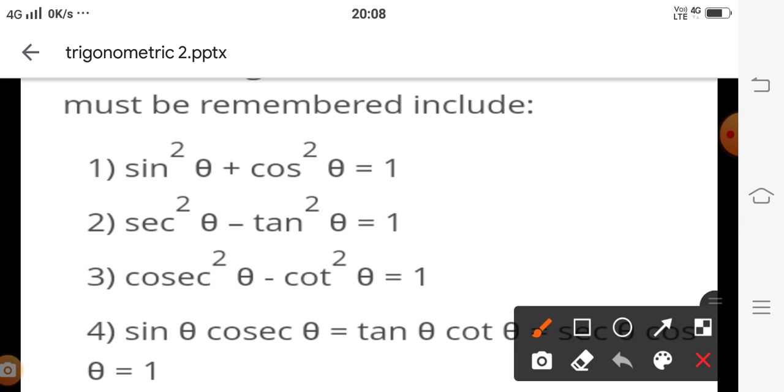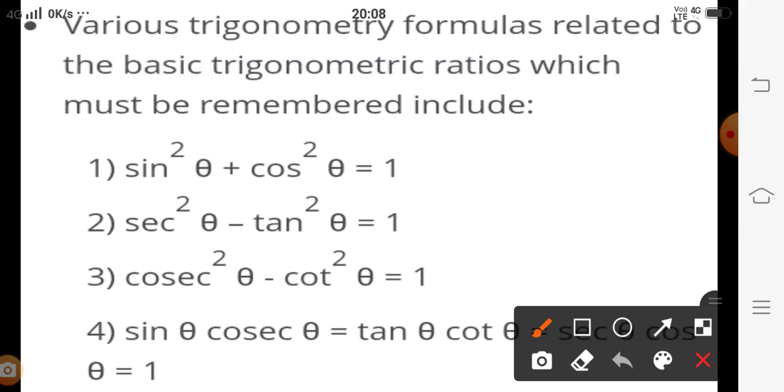And these basic identities also we know. The first one we are getting as sine square theta plus cos square theta equal to 1. This is the relation in between sine and cos. All these we have to use in this chapter. For this reason we are recalling all these basic identities. The relation between sec and tan, we have sec square theta minus tan square theta equal to 1. Cosec square theta minus cot square theta is 1.